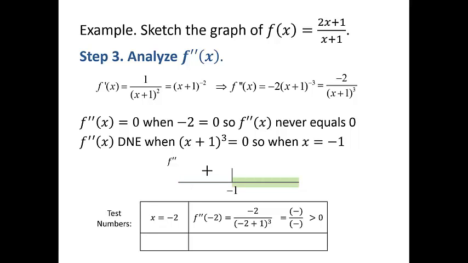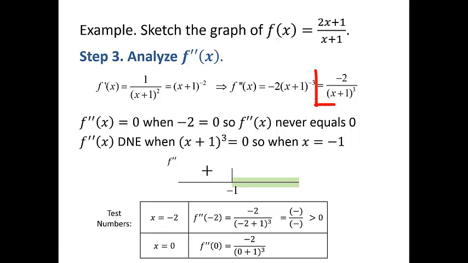For our second interval, how about a test number x equals 0? Our second derivative at 0 is negative 2 divided by 0 plus 1 cubed. So we have a negative number divided by a positive number. Altogether, this is negative. And so f double prime of 0 is negative. Hence, our second derivative is negative on the interval consisting of all numbers greater than negative 1.